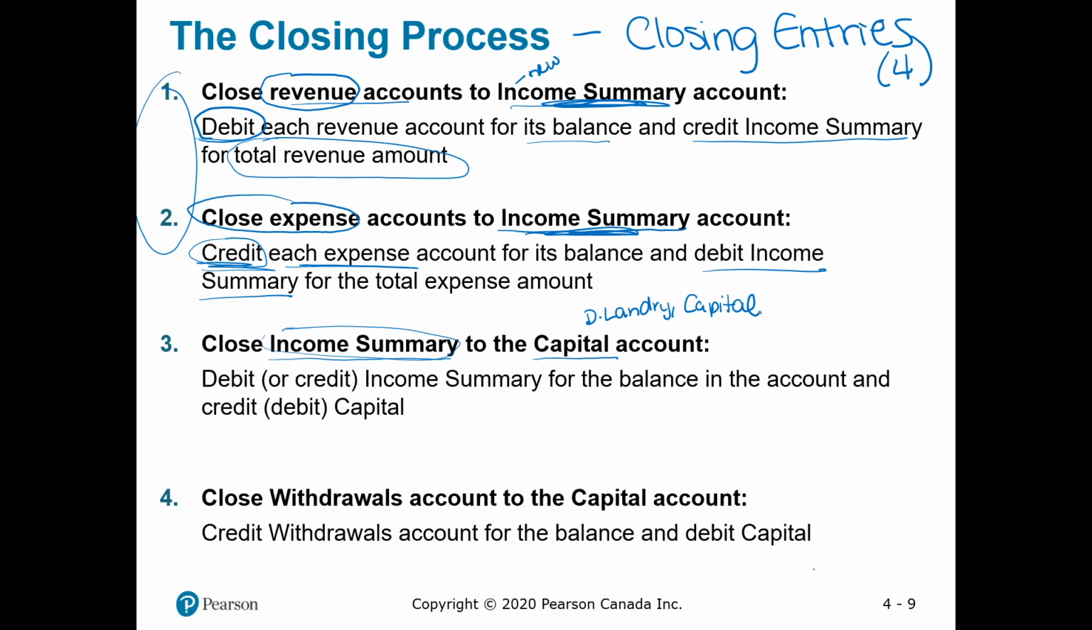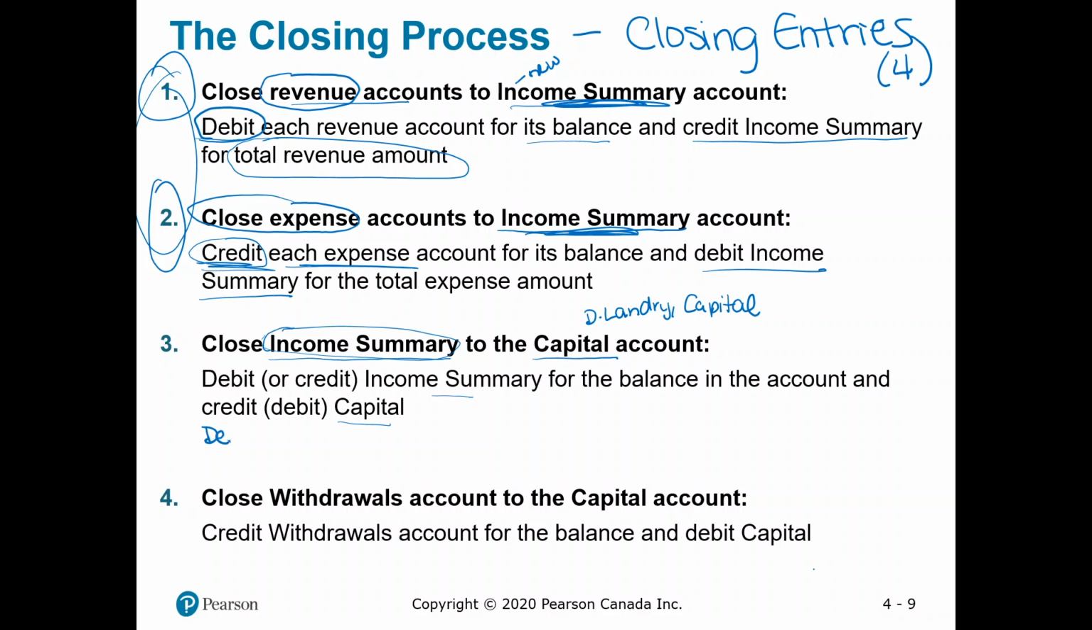So now you have to actually figure out what the balance in this income summary account is after entries 1 and 2. So it might be a debit balance or it might be a credit. Whatever the balance is, you close it with the opposite in your entry. So you would either debit or credit income summary, and then whichever you did there, you would offset it to the capital account.